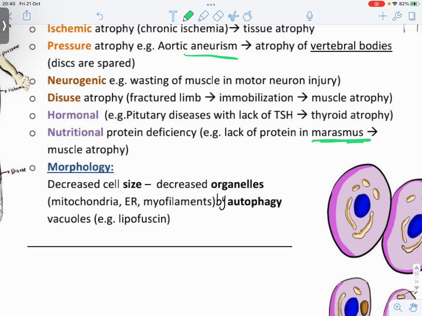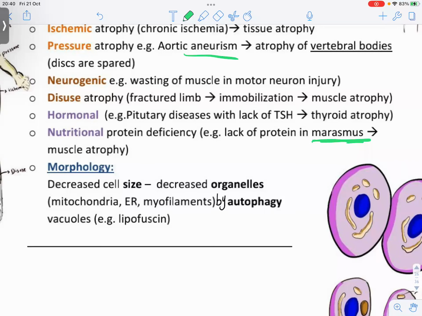Hormonal atrophy, we said, like in the pituitary gland, we have some problems, some disease which can affect the thyrotrophs, which secrete TSH. So there is no TSH anymore. So the thyroid gland will not work properly, and the cells will start to die off. Why? Because the cells are present to secrete T3 and T4. Now we are not working. We don't secrete. So why would we stay here? The organ which we don't use, we lose it. So the cells will start to die off.